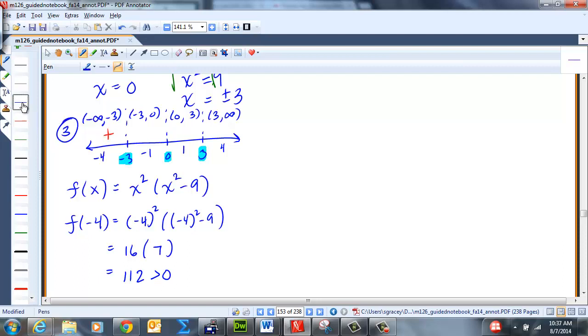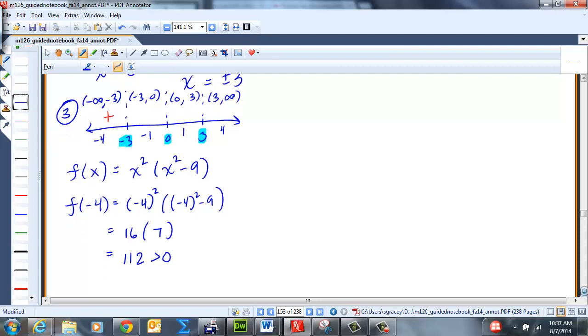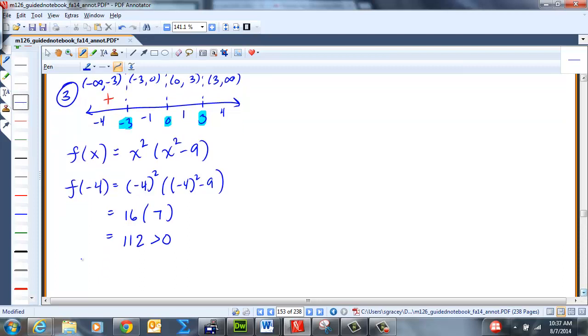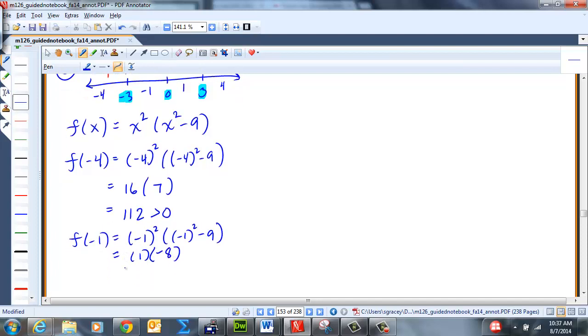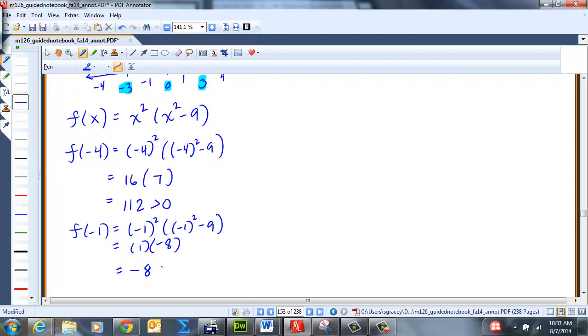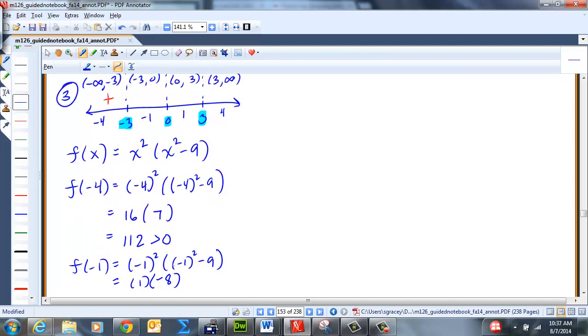So now we have f at -1. Actually, yeah, we'll just go in order. f at -1 is -1 squared times -1 squared minus 9. That's going to give us 1 times -8, which is -8, which is less than 0.